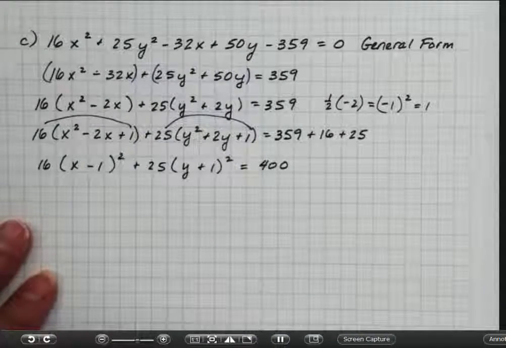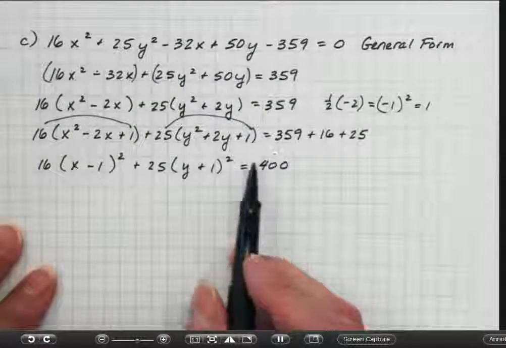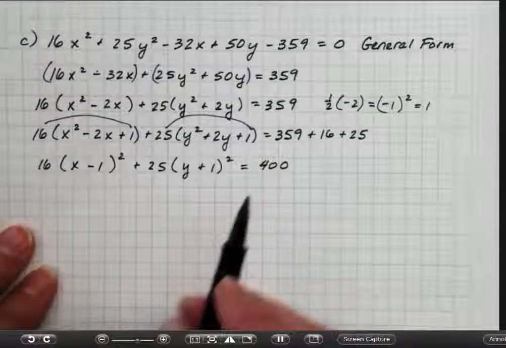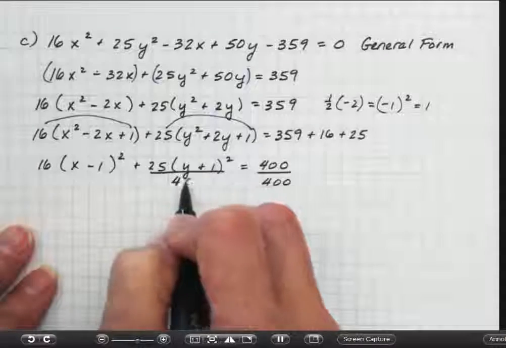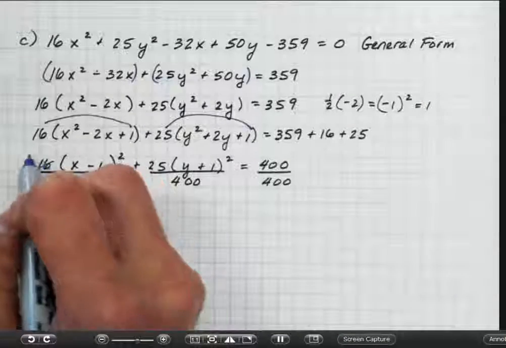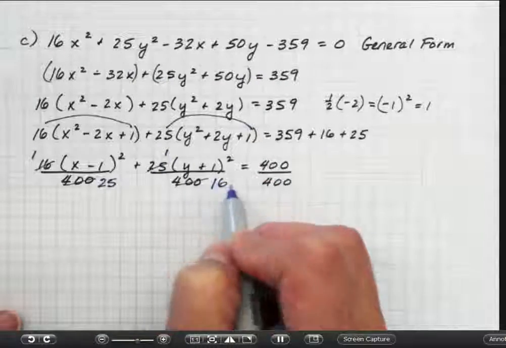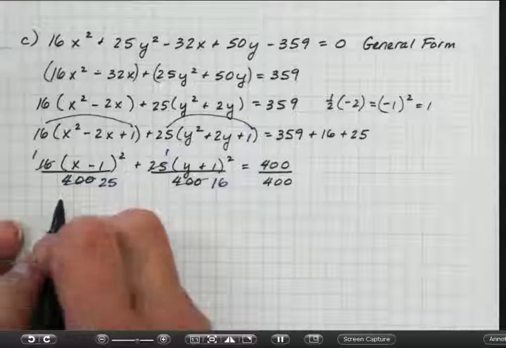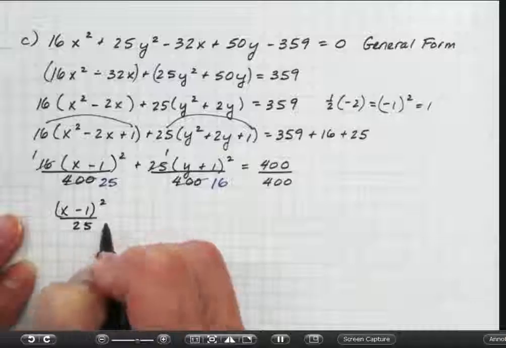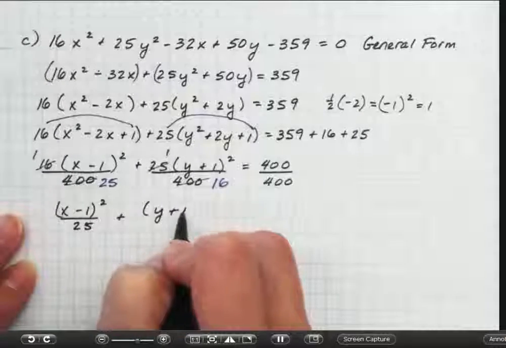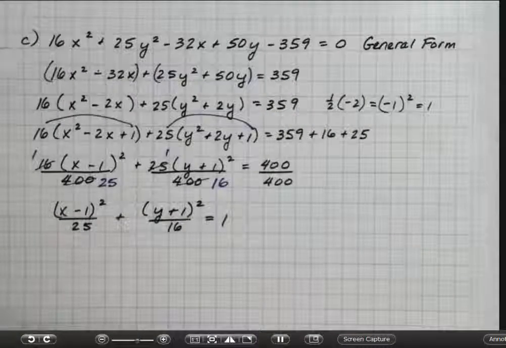We want to get rid of these coefficients. And we need to have what on the right side? 1. So I'm going to divide the right side by 400. Whatever I do to the right side, I've got to do to every term on the left side. That's 1. That's 25. This is 1. This is 16. So my standard form then is x minus 1 quantity squared over 25 plus y plus 1 quantity squared over 16 equals 1.